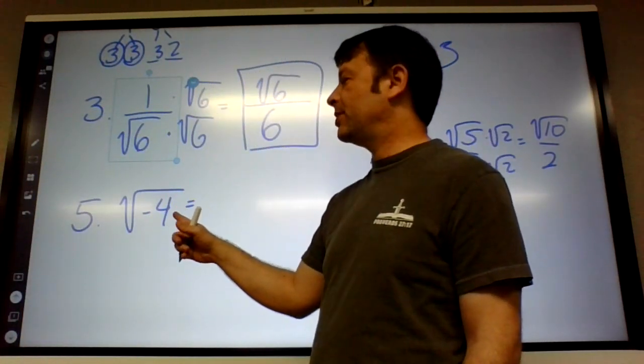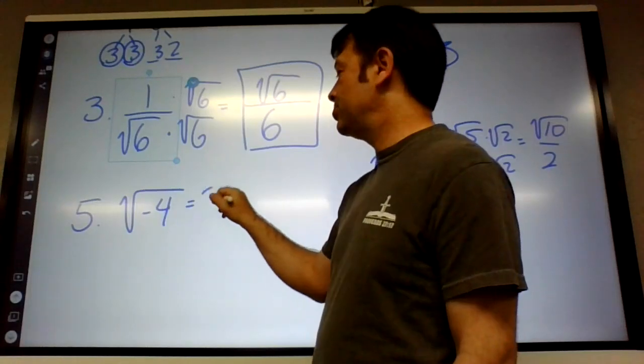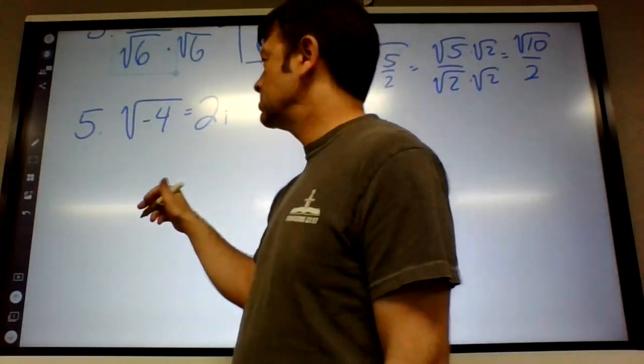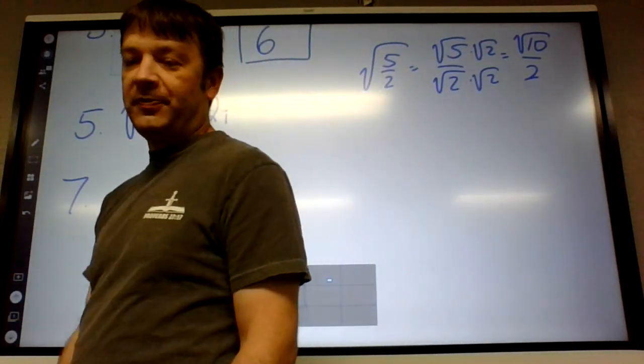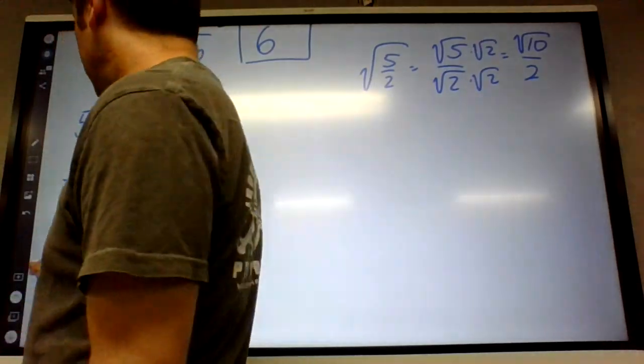Okay, on number 5, so what's the square root of 4? 2. So what's the square root of negative 4? 2i. So you don't need a fancy calculator for this.